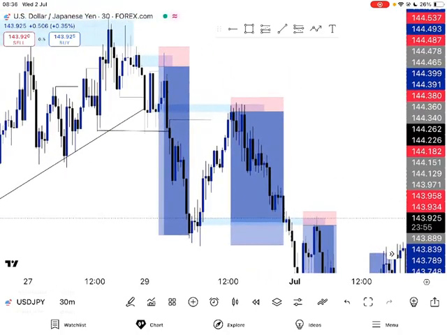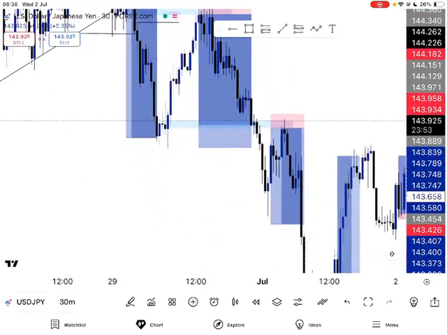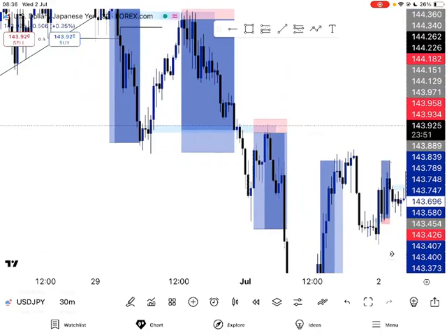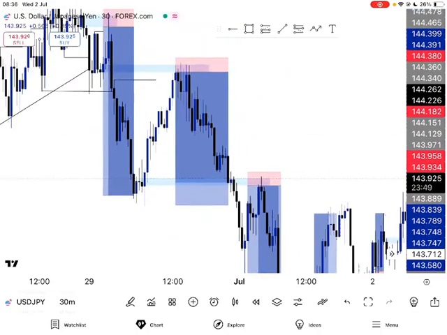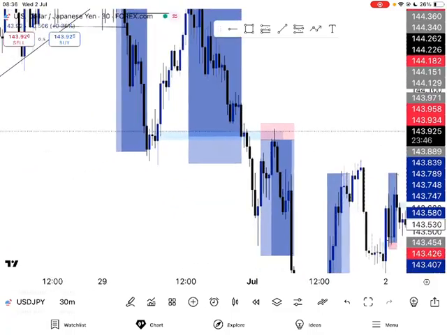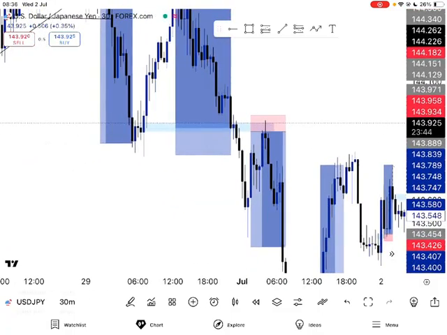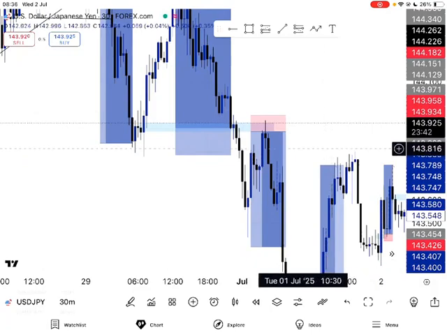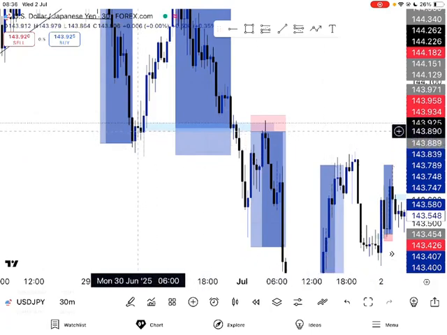And what did price do? Price came there, tapped in, and sold off. Now I got this again. I need you to really know directional bias really helps you. You hardly sell wrongly, I'm telling you now.